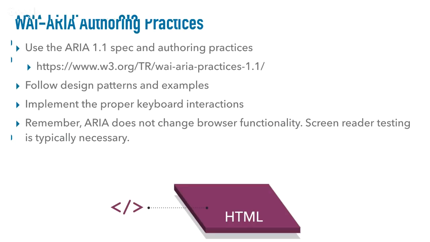If we want to know how to do ARIA correctly, follow the ARIA authoring practices. Use ARIA 1.1. It's the most current version of the ARIA specification. They have an authoring practices document that's really informative. It prescribes design patterns and code examples that can be used to ensure that what you're building with ARIA is correct. It also outlines proper keyboard interactions.